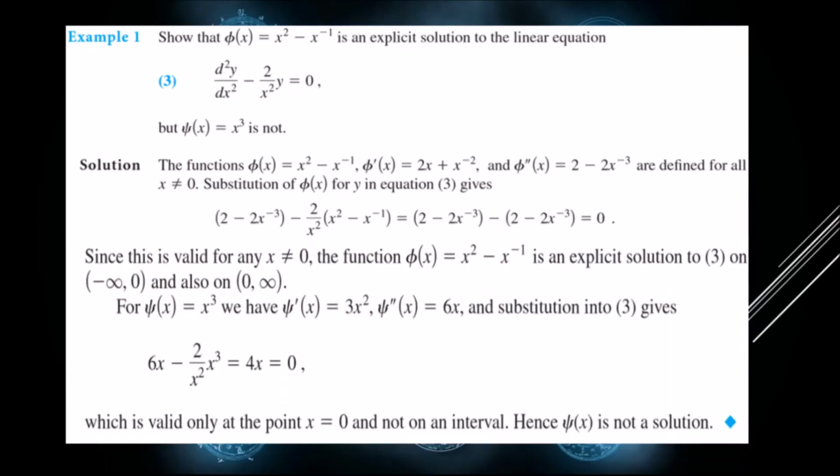Since this is valid for any x not equal to 0, the function phi of x equal to x squared minus x raised to negative 1 is an explicit solution to our differential equation on the interval negative infinity to 0 and also on 0 to positive infinity. For psi of x equal to x cubed, we have 4x equal to 0, which is valid only at the point x equal to 0 and not on an interval. Hence, psi of x is not a solution.